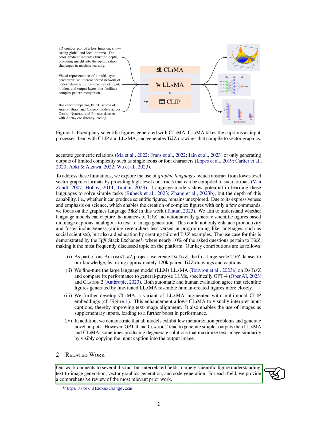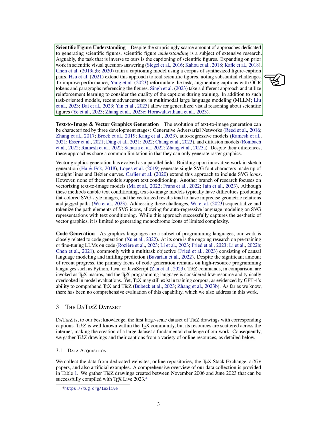Our work is related to several fields, including scientific figure understanding, text-to-image generation, vector graphics generation, and code generation. We've reviewed the most relevant prior work in each of these fields. Despite the lack of approaches dedicated to generating scientific figures, there's a lot of research on understanding scientific figures. The task that's most similar to ours is the captioning of scientific figures. There's been some work on training a captioning model using a corpus of synthesized figure caption pairs. Other researchers have tried to improve performance by augmenting captions with OCR tokens and paragraphs referencing the figures. Some have even used reinforcement learning to consider the quality of the captions during training.